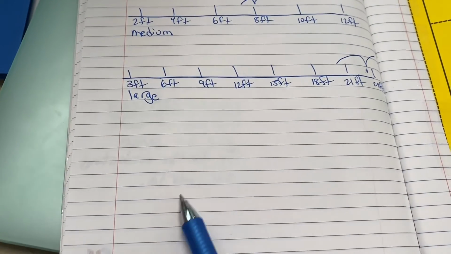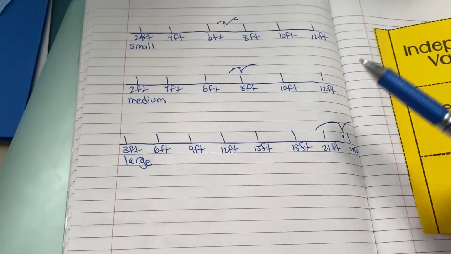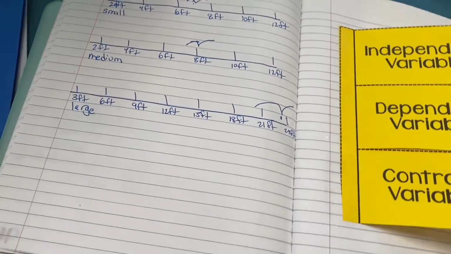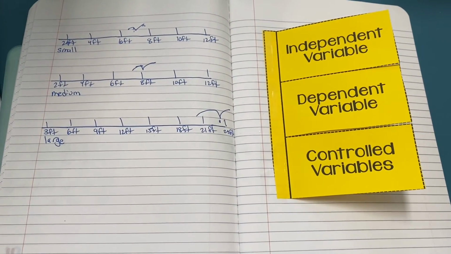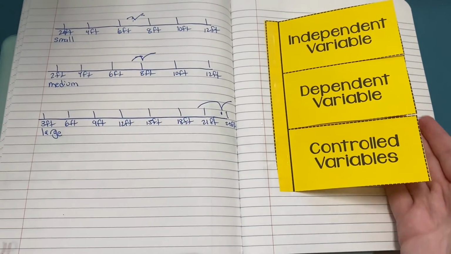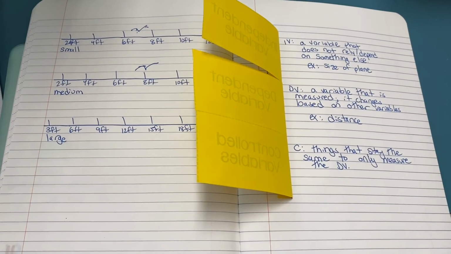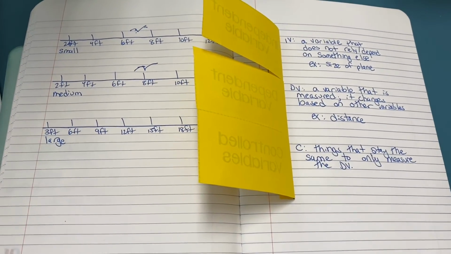Underneath it, I could write the examples again of my independent, dependent, and controlled variables, but my diagram may have taken the entire page, and that's perfectly fine if it did. So here is what pages 12 and 13 should look like. And again, with those definitions. So make sure that you have your 12 and 13 completed, and I will see you in the next video.